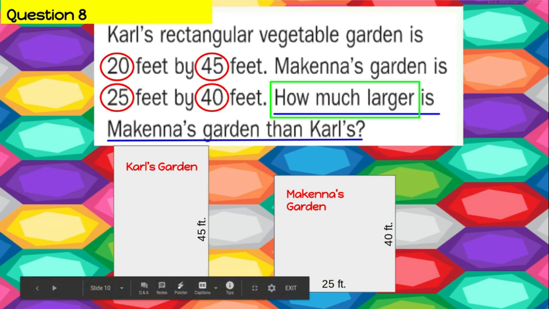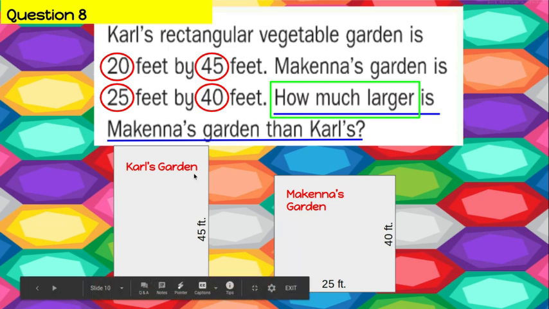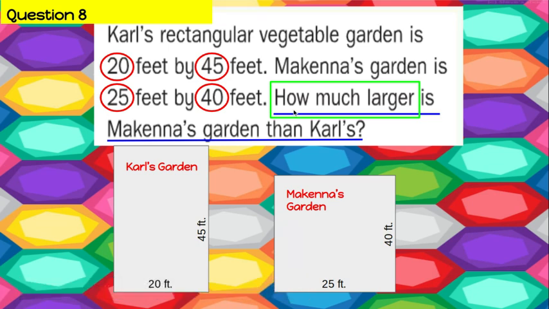And the way to do that is to find the area. So you have to find the area for Carl's garden and the area for McKenna's garden. Then the how much more means you need to subtract. Subtract the area of McKenna's garden from the area of Carl's garden. And that will give you the answer to question number 8.